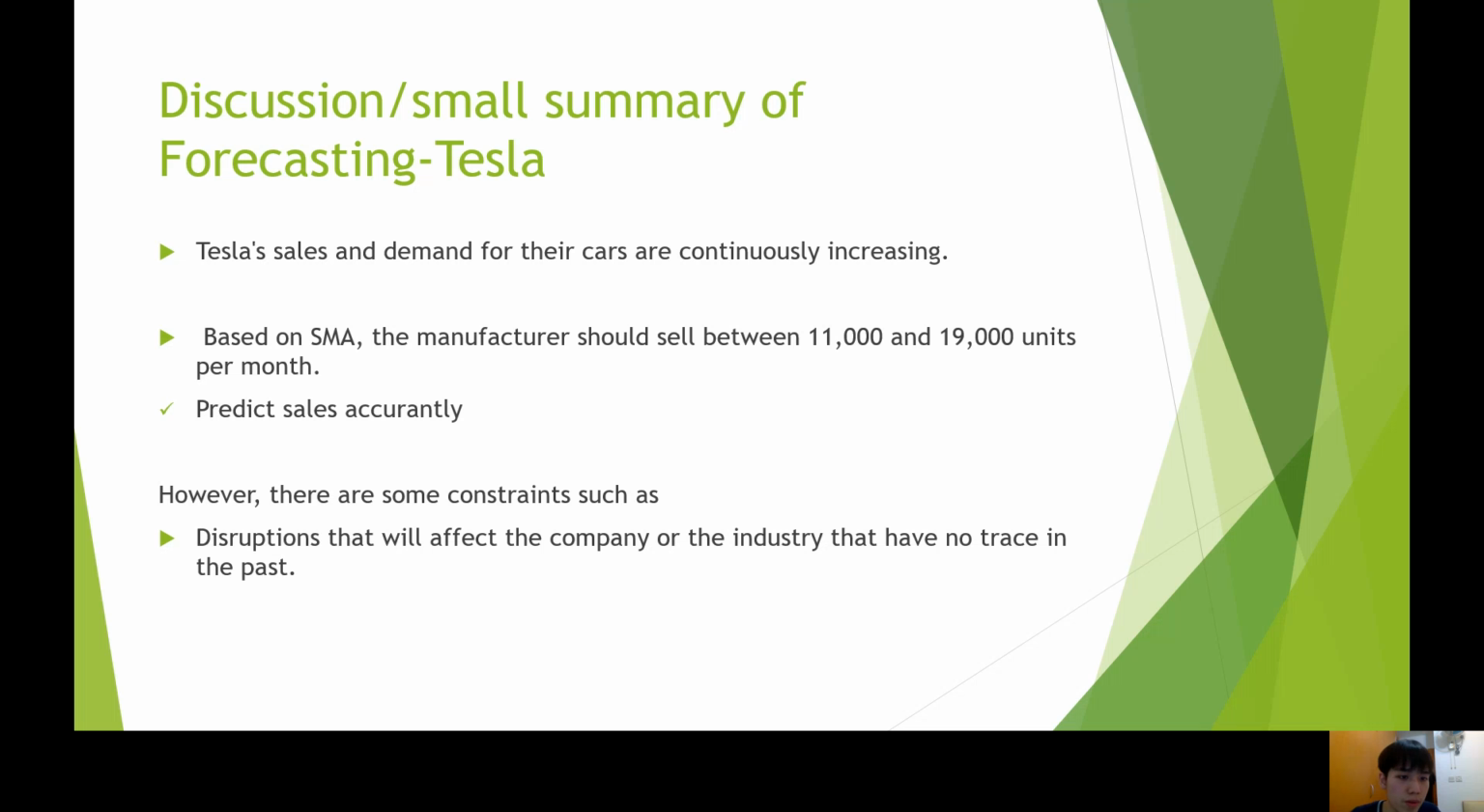Here is a small summary of the forecasting for Tesla. Tesla sales are most likely to be between 11,000 and 19,000, and sales and demand for their cars will continue increasing in the foreseeable future. However, there are some constraints. For example, there is no trace of the past because the updated information will always be put into the system, and it is most likely to cause disruption to the company.